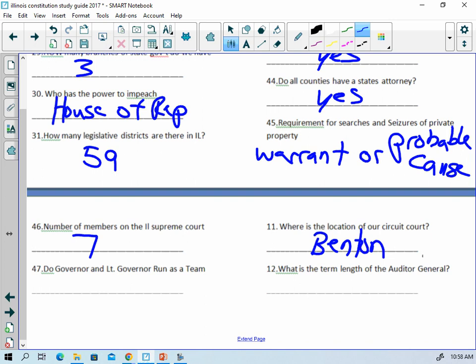Do governor and lieutenant governor run as a team? Yes. What's the term length for the auditor general? We haven't done that yet. We'll finish that over Article 7 to 14. We good with this slide? We'll get it later.